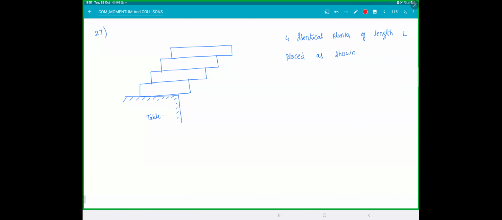So we got 4 planks here. Each plank's length is L. Now you can arrange them however you want. So this plank, let's call this point A. Arrange however you want, but make sure this distance is maximum so that the planks don't fall down. What is the maximum value of X such that the planks remain at rest?